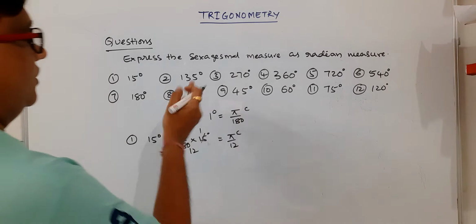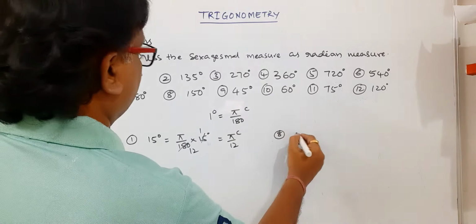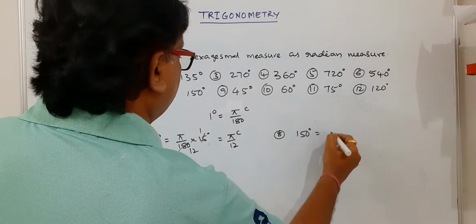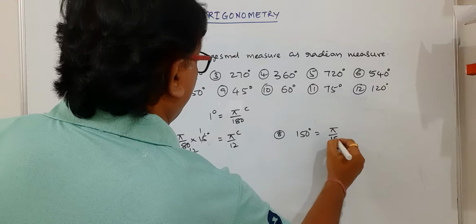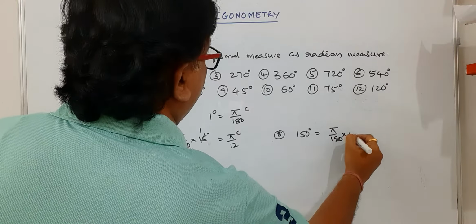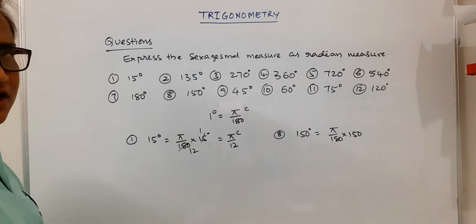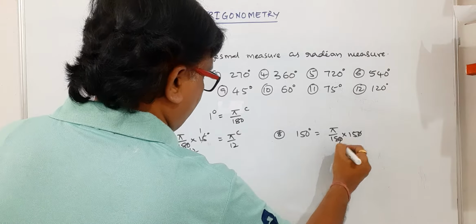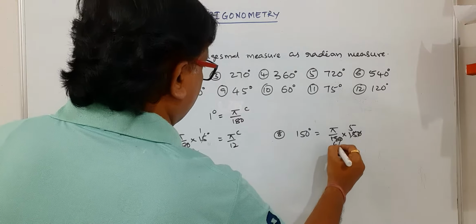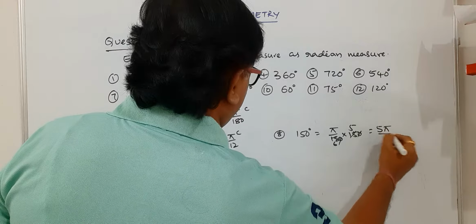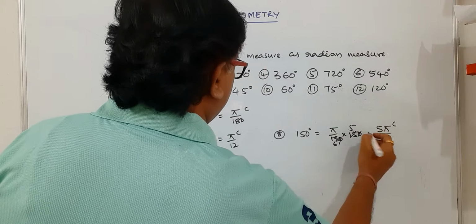Suppose I am taking 150 degrees, the 8th question. So 150 degrees means pi by 180 into 150. Suppose fractions are there, no problem. So 0 cancels, 3 fives are 15, 3 sixes are 18. So 5 pi by 6 radians.